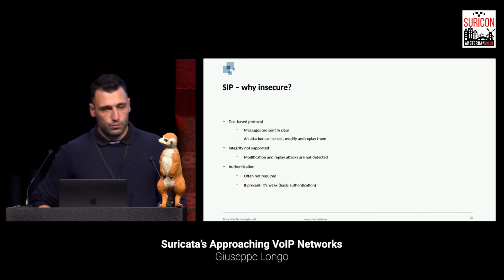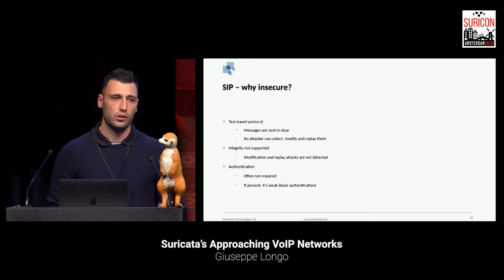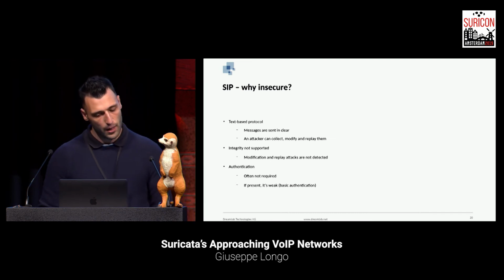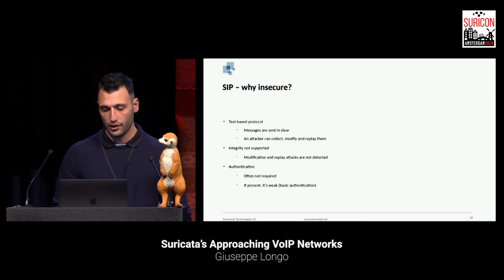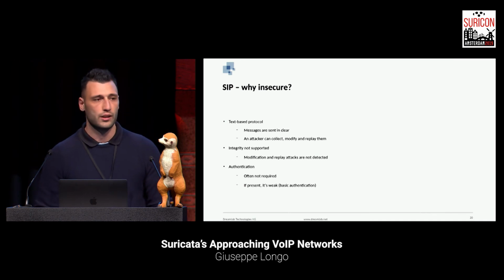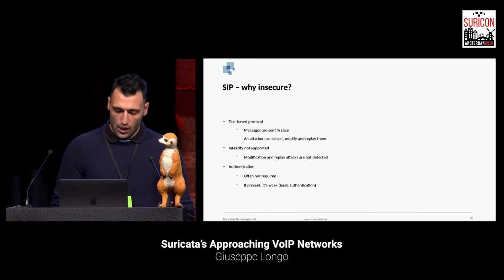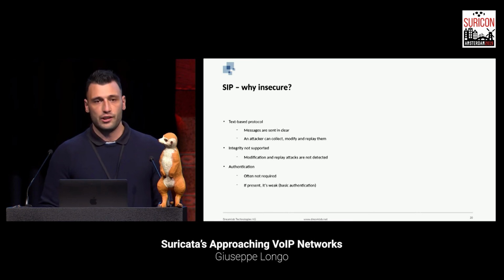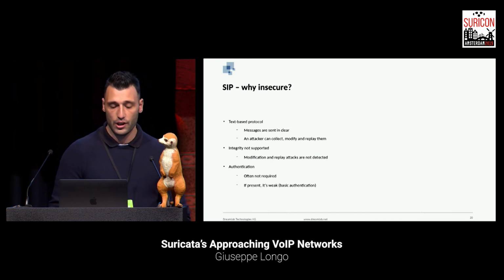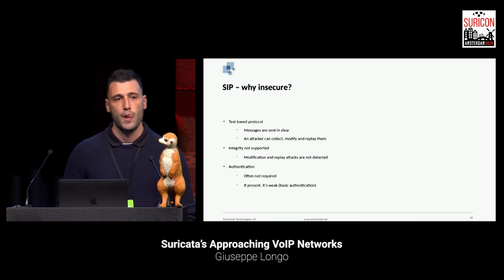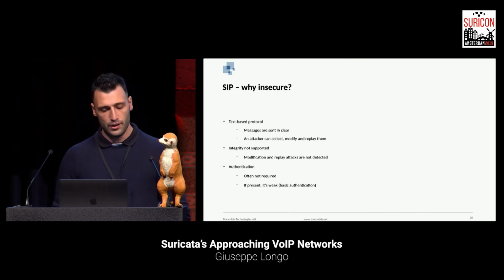Okay, let's go a bit deeper. What's the problem of the SIP protocol? Basically, the protocol itself is insecure by design because it is a text-based protocol, which means that messages are sent in clear and an attacker can collect, modify, and replay them. Integrity is not supported, so any modification and replay attacks are not detected, and authentication often is not required, and this is specified in the RFC. And sometimes, if it's present, it is weak, because basic authentication is used.